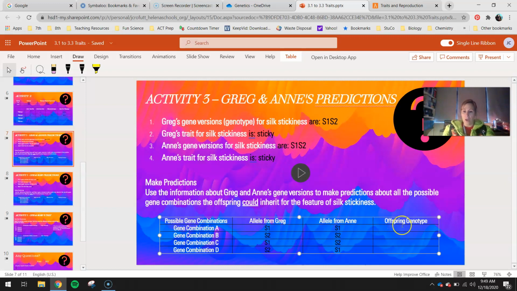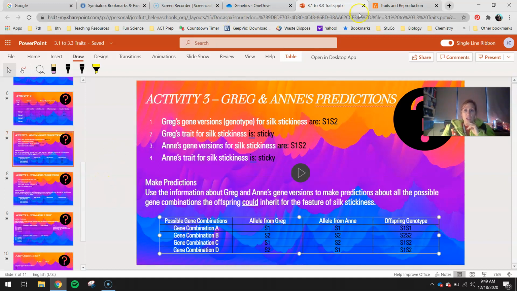Okay, so that means that the offspring would have this genotype, S1, S1, or it could have S2, S2, or S1, S2, or another S1, S2. Okay, so we could see that maybe the offspring are S1, S1. Looks like a 1 out of 4 probability. Or 1 out of 4 could be S2, S2. Or 2 out of 4 could be S1, S2.